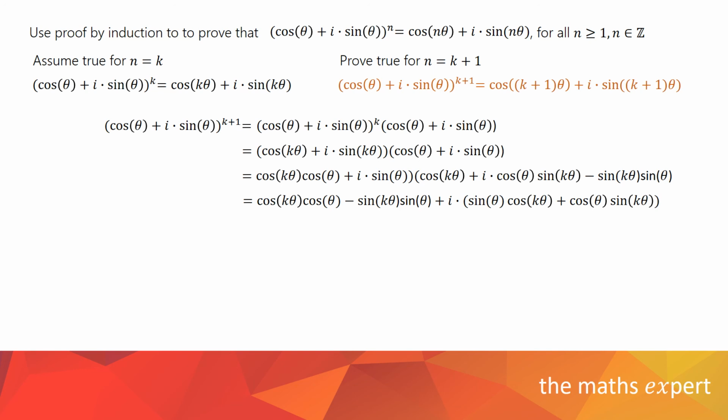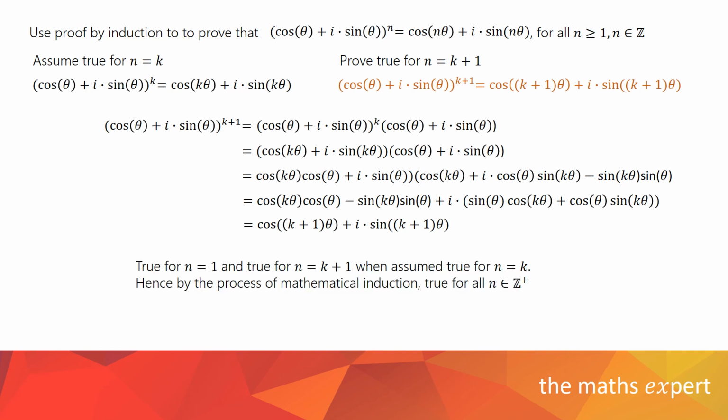I now need to think about trigonometric identities, as I mentioned before. Can you spot the one to use? Try pausing the video and reaching for your formula booklet to see if you can find the correct identity. You should be able to see the compound angle formula of cosine in the real part, and the compound angle formula of sine in the imaginary part. The real part therefore simplifies to cosine of k plus 1 theta, and the imaginary coefficient simplifies to sine of k plus 1 theta. This is my goal, and therefore the proof is done.